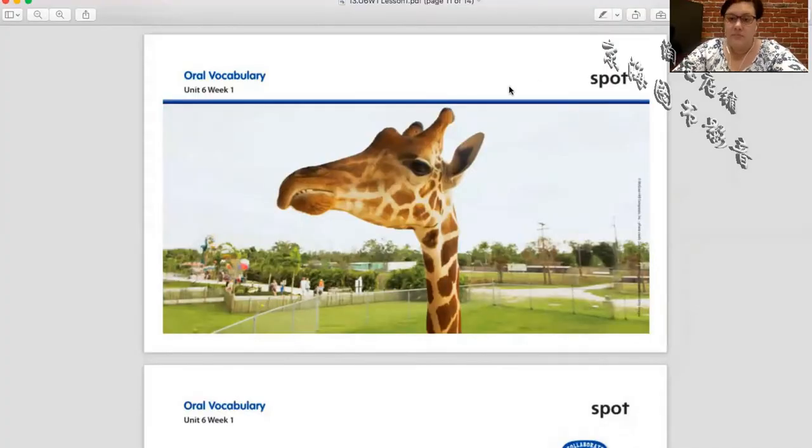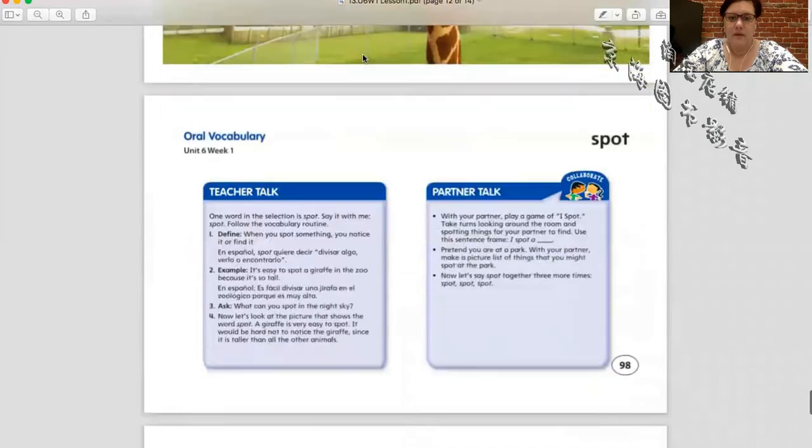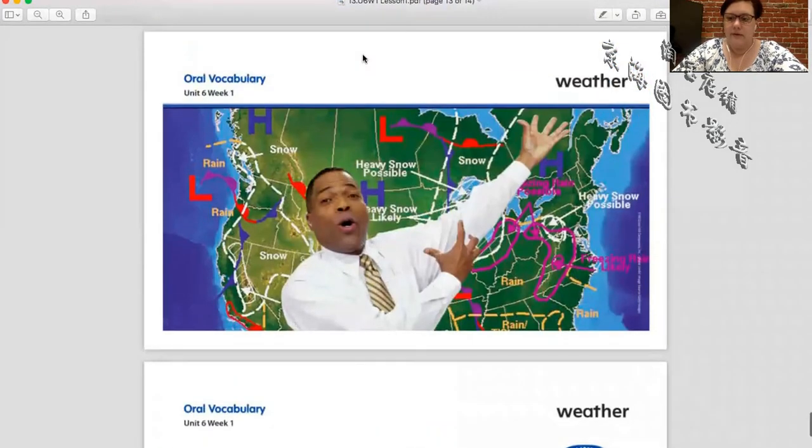So to spot something is to see something, okay? So it means that we can see something. All right, let's keep going. All right, this is a fun word, weather.